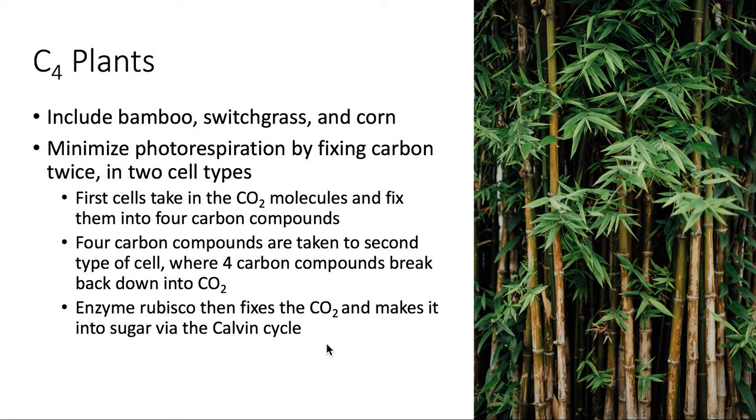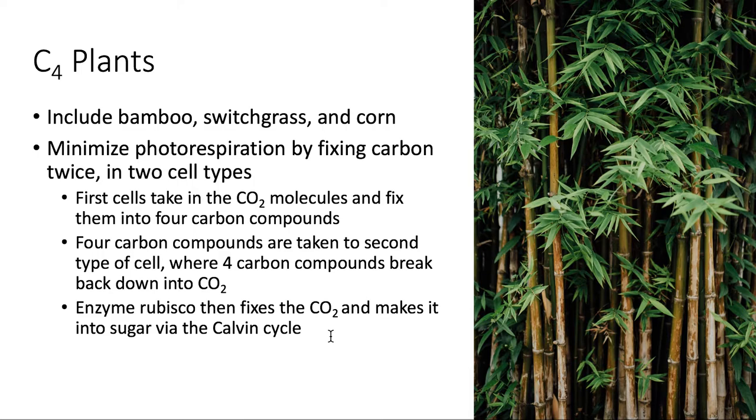The second type of plants are C4 plants, which are adapted to these extreme weather conditions, and they include bamboo, switchgrass, and corn. And they can minimize photorespiration because they fix carbon twice in two different cell types. So first, the cells will take in the carbon dioxide molecules, and they're going to fix them into these weird little 4-carbon compounds. And those 4-carbon compounds are going to get taken to a second type of cell where the Calvin cycle actually happens. And here, the 4-carbon compounds are going to break back down into CO2, and then carbon fixation is going to happen a second time, and we're going to run through the Calvin cycle here.